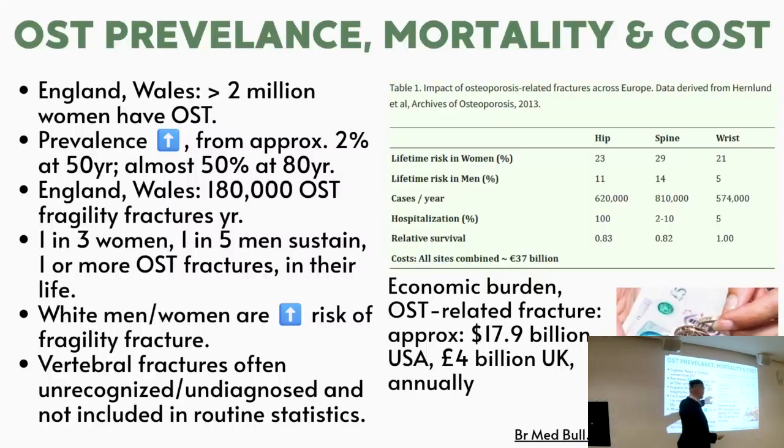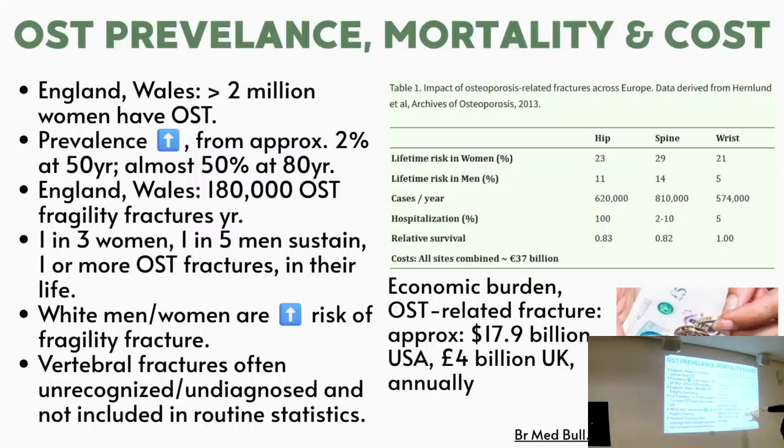Now, the table that I've got here from the Archives of Osteoporosis, you can see we've got cases per year and we've got lifetime risk of fracture in terms of different percentages. You can see that females are more likely again to have fractures, particularly around the spine. Men less likely so. And in terms of hospitalisation, even though spine fractures are the highest, they're the least likely, down at 2%, to end up in hospitalisation.